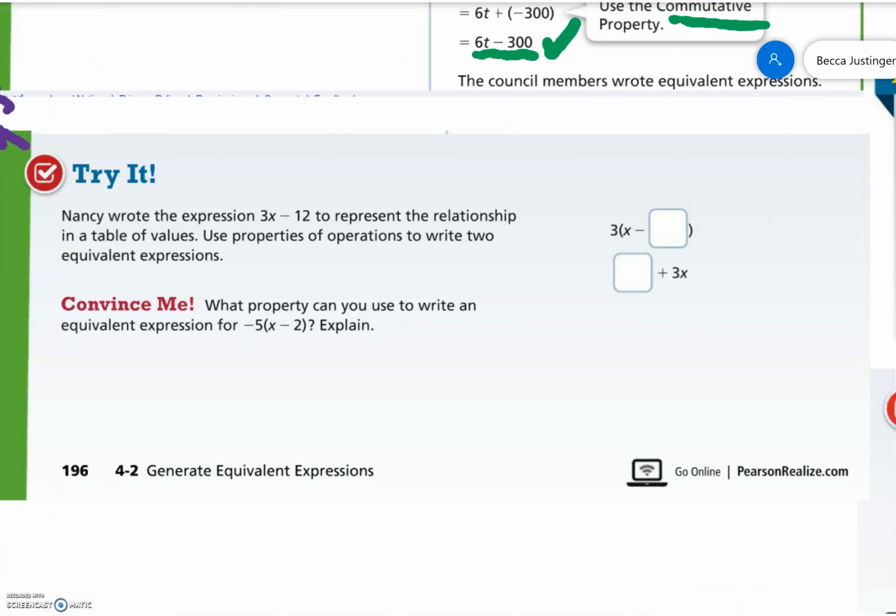So try it. Nancy wrote the expression 3x minus 12 to represent the relationship in a table of values. Use the properties of operations to write 2 equivalent expressions. Well, the first one, they pulled a 3 out. And what I mean by pulled a 3 out is they divided by 3, because they saw that 3 and 12 are both multiples of 3. So if we divide by 3, 3 divided by 3 cancels out, and we're just left with x. 12 divided by 3 equals 4.